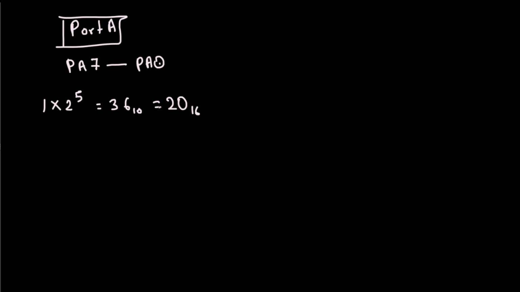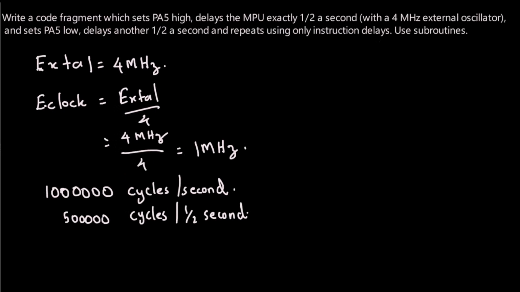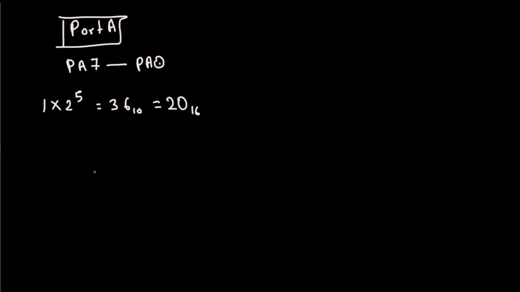Because in the second place, each digit represents 16. Like 10 is 16, 20 is 32, and so on. So 20 is the hexadecimal. You can write it in hexadecimal or binary, it doesn't matter, but make sure you are loading the 32 decimal value. That is one thing to remember.